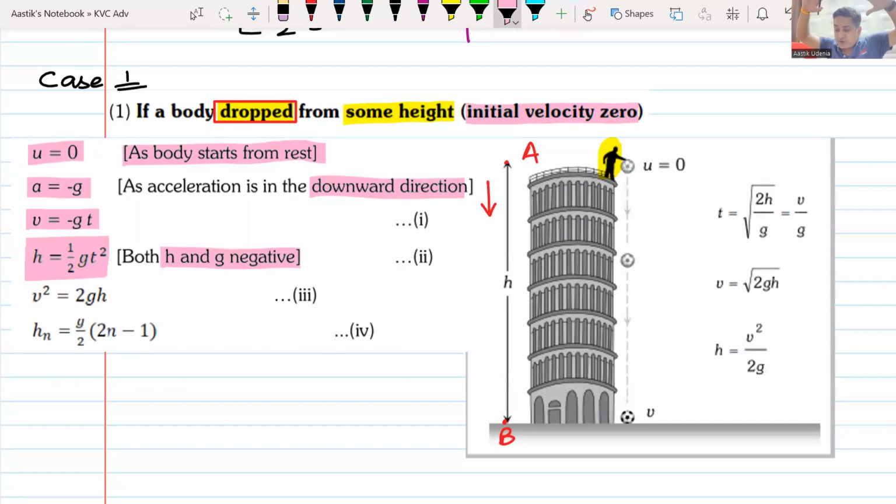Raise hands will give me more confidence that everyone is there in the class. We are doing a step-by-step analysis of something thrown from a height.